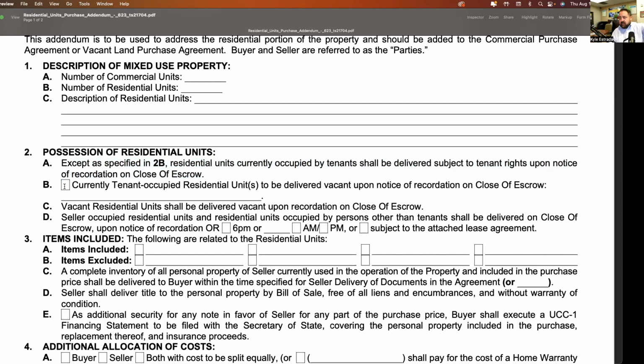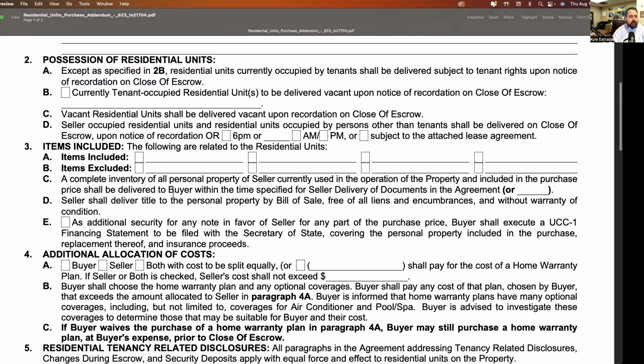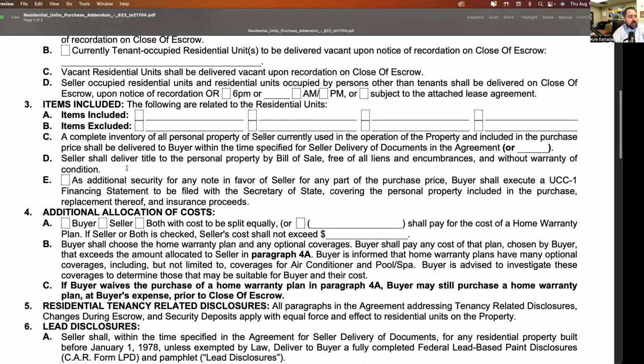So what they're saying is if they're already vacant, they're going to stay vacant. Don't rent them out. Seller occupied residential units and residential units occupied by persons other than tenants shall be delivered on close of escrow upon notice of recordation or at 6 p.m. or subject to attached lease agreement, whatever it is that we're going to do. Okay. Items included or excluded, just like in a listing agreement or a purchase agreement. Additional security for any note in favor of seller for any part of the purchase price, buyer shall execute a UCC1 financing statement. Don't worry about that. That's a commercial thing. That's about additional financing that you're going to do.